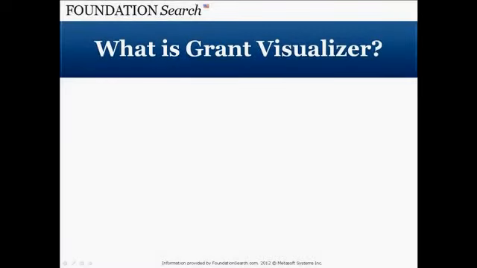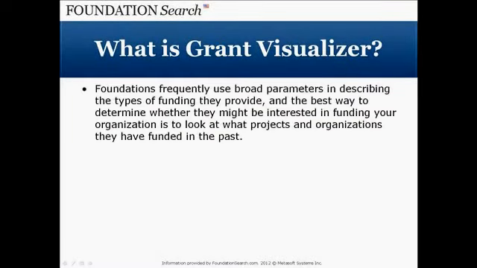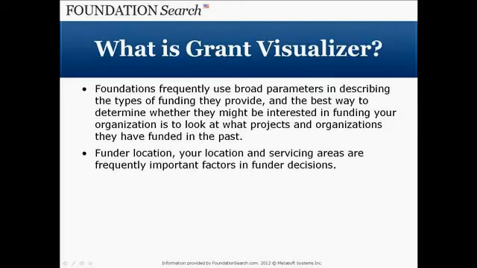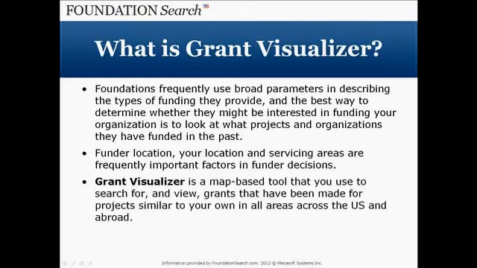What is Grant Visualizer? Foundations frequently use broad parameters in describing the types of funding they provide, and the best way to determine whether they might be interested in funding your organization is to look at what projects and organizations they've funded in the past. Funder location, your location, and servicing areas are frequently important factors in funder decisions. Grant Visualizer is a map-based tool that you use to search for and view grants that have been made for projects similar to your own in all areas across the U.S. and abroad.